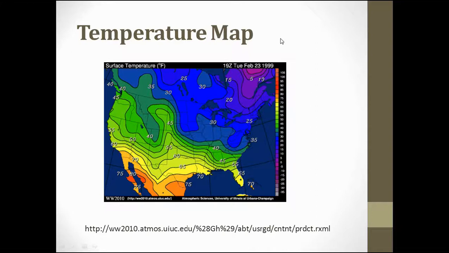Here is an example of the temperature map. For this contour line, the temperature is the same, which is 30 degrees Fahrenheit. And along this contour line, the temperature is the same, which is 35 degrees Fahrenheit. As we approach this orange region, the temperature is increasing. And as we approach this purple region, the temperature is decreasing.